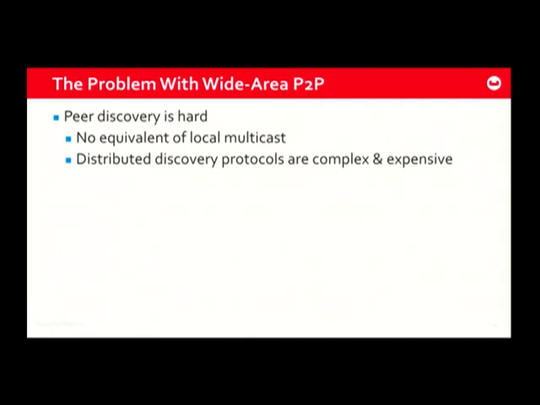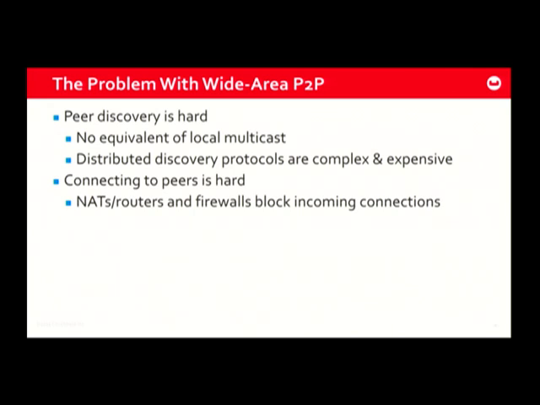But multicasting, of course, doesn't scale across the whole internet, so discovering peers gets really hard, especially because peers tend to change addresses dynamically. They appear and disappear. There are distributed protocols that can do this sort of thing, but they're complex, and they can also get expensive. The amount of metadata traffic can get quite a lot, depending on the size of your peer network.